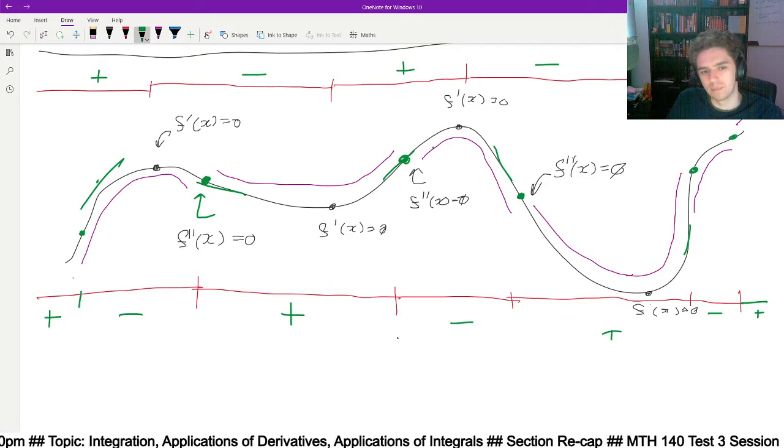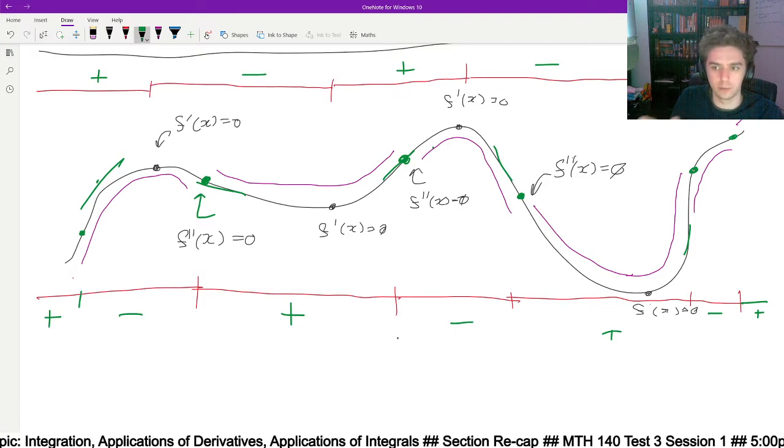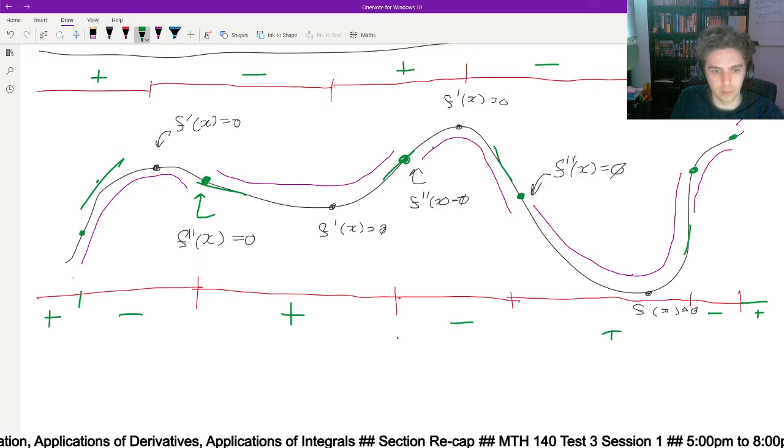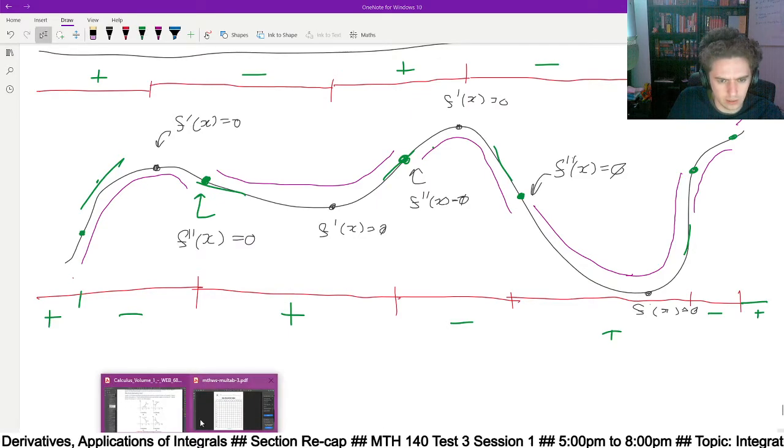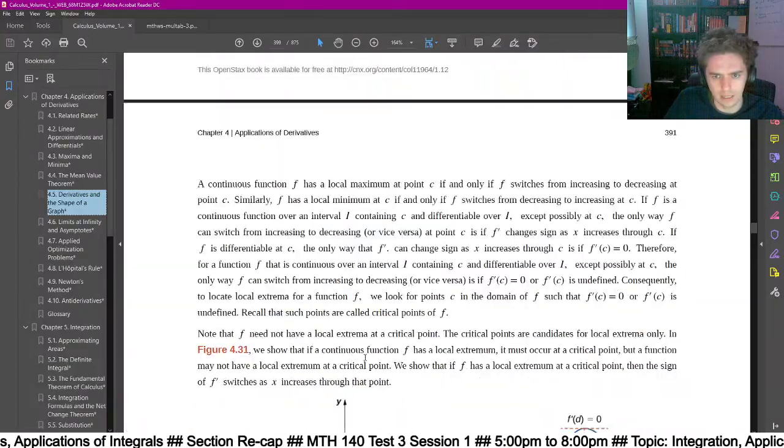So you'd find all those points on an actual function by just seeing where the second derivative equals 0. And let me make sure, is it just where the second derivative equals 0 or also where the second derivative is undefined?